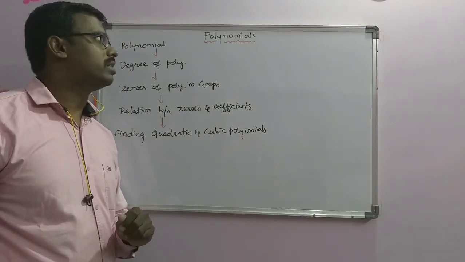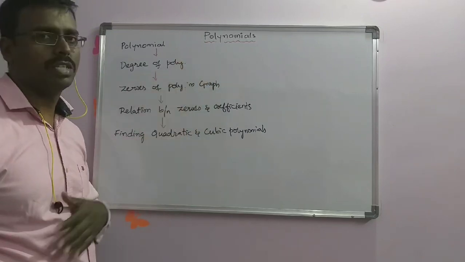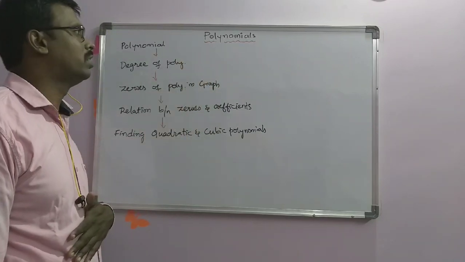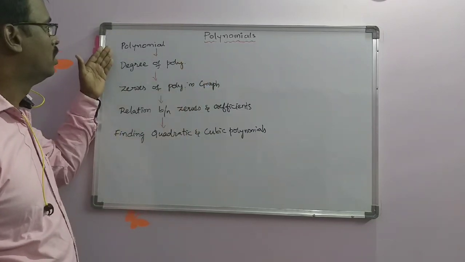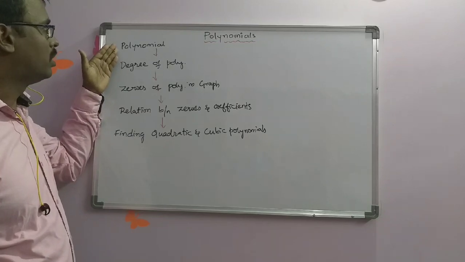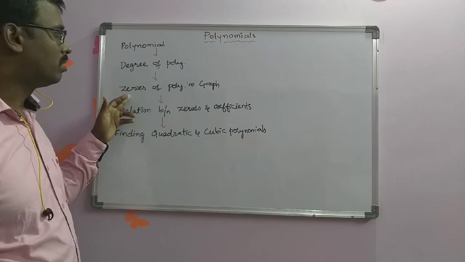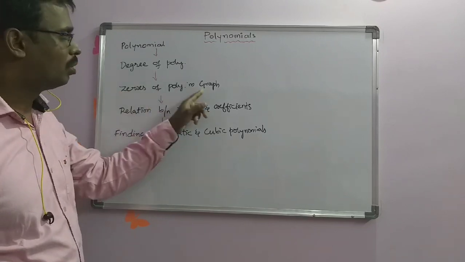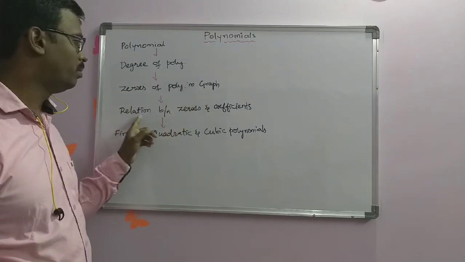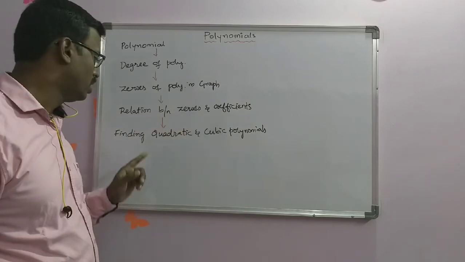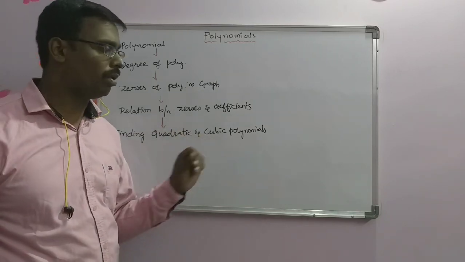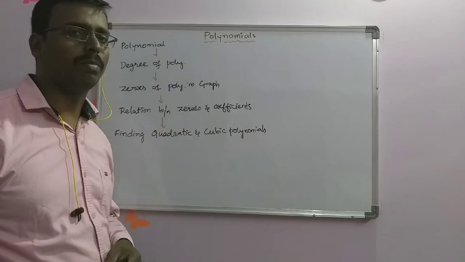In the previous classes, we were learning about the polynomials chapter. What we have learned in the previous class, we will recap once. We have learned about what is a polynomial, what is the degree of the polynomial, what are zeros of the polynomial, and how to recognize from the graph, relation between zeros and coefficients, finding the quadratic and cubic polynomials. Let us recap one by one.